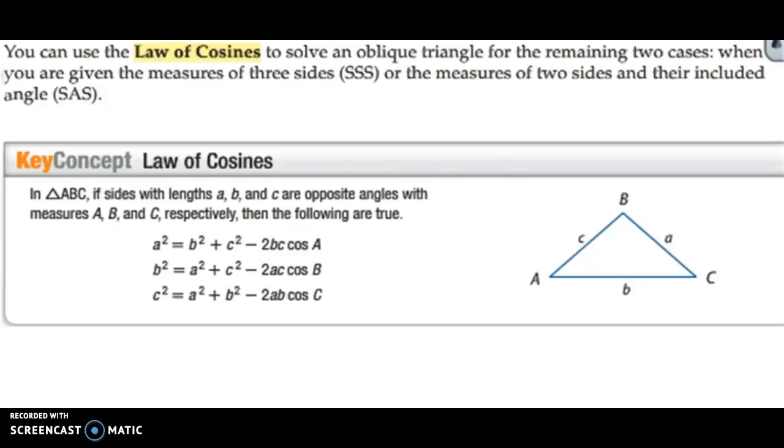Today we're going to be talking about the law of cosines. Law of sines was beneficial when we knew an angle and its corresponding side, and then either another angle or another side, and we could use the proportion to figure out the remaining values that we didn't know.